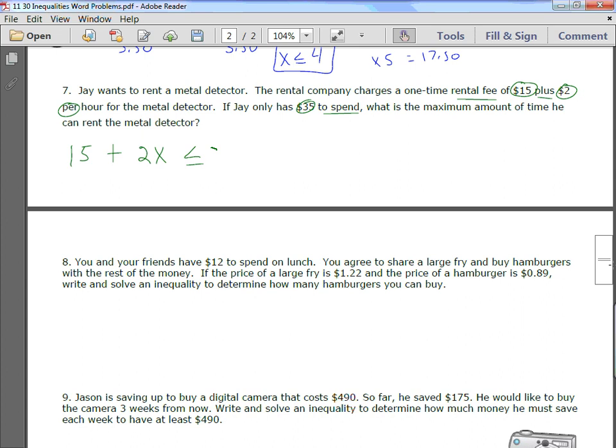I subtract 15 from both sides, and I get 2x is less than or equal to $20. Divide both by 2, and I get x is less than or equal to 10. Graph this, 0, 10, negative 10, is equal to and less than.